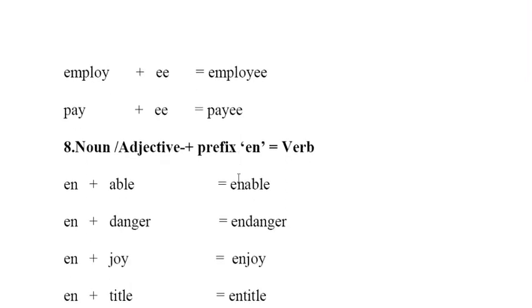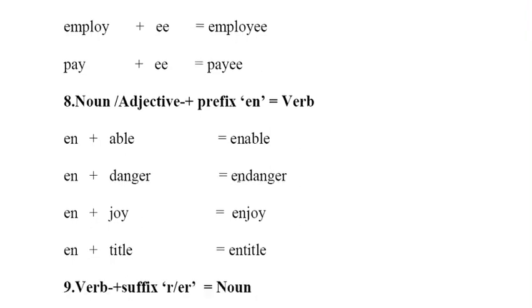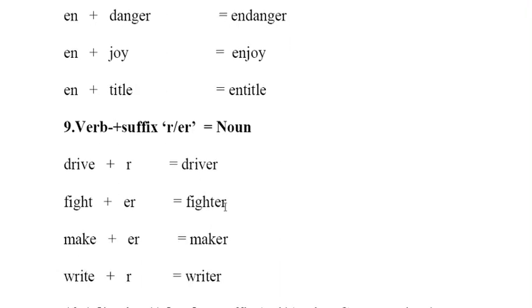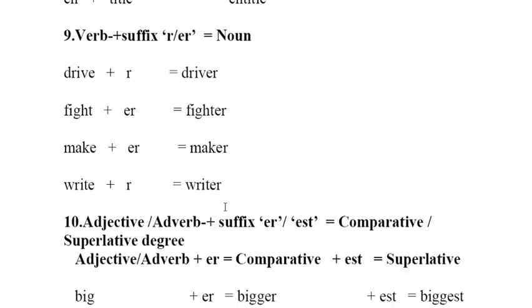Noun plus adjective plus prefix en. Able, enable. Danger plus en, endanger. So here it is very important that you find this type of thing. En is added with a noun or adjective and it becomes a verb. Enable, endanger, enjoy, and entitle. Then we see suffix r or er added with a verb and it becomes a noun. Drive plus r, driver. Fight plus er, fighter. Make plus er, maker. Write plus r, writer.